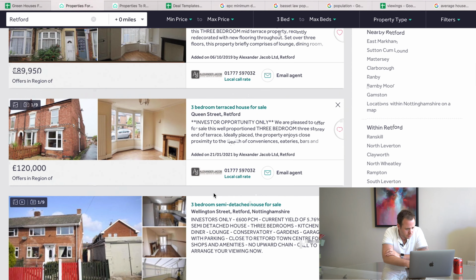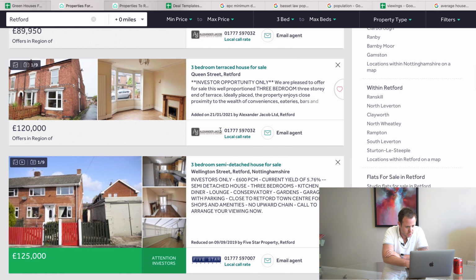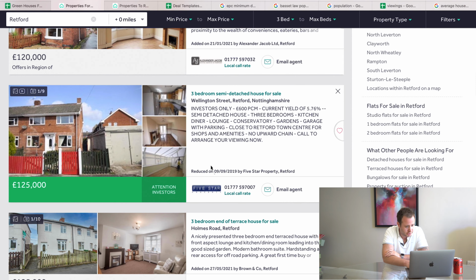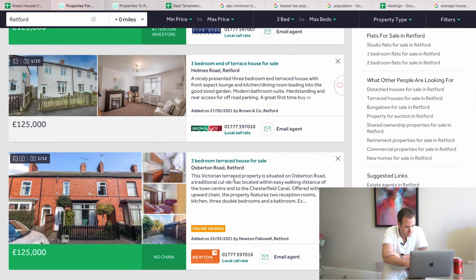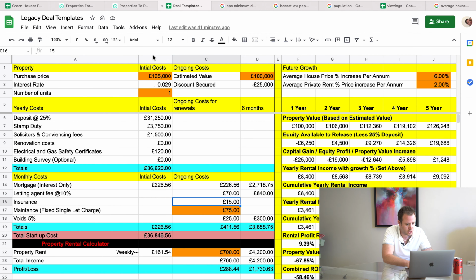So there's a couple of options here. Let's have a look through. We've got this 3-bed on Queen Street. It's been on the market a while, we'll have to work out why. We've got this one, again on the market a while, another one, another one. I'll tell you what we'll do. We'll first of all have a look on a deal template and we'll plug in some figures.